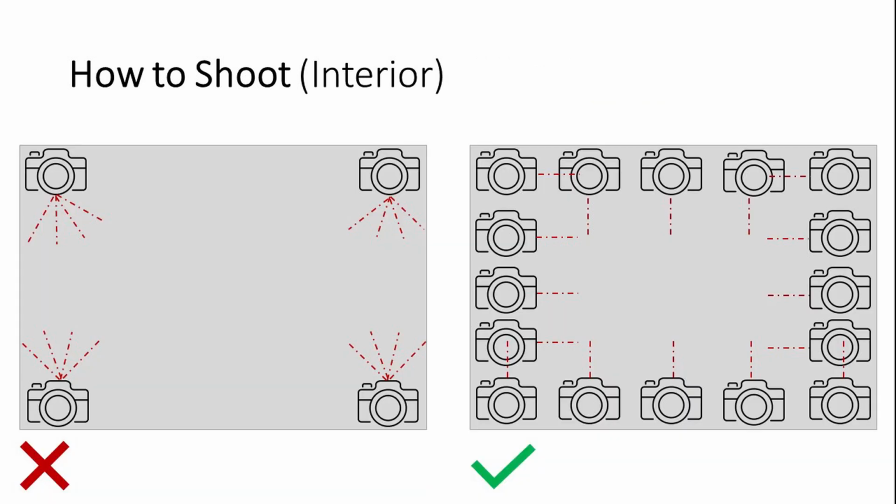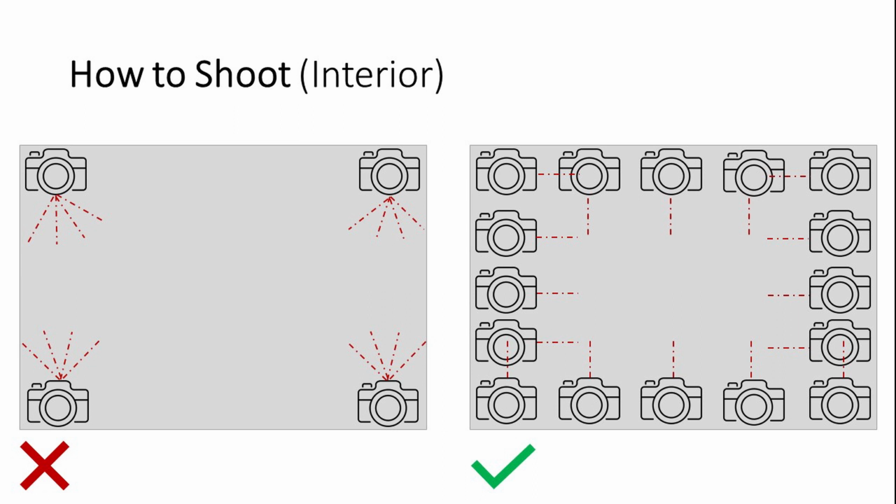In this example, let's assume that you want to capture an interior space. The principle is the same as before. You need to move to different parts of the space rather than take multiple photos from the same position. In the example on the left side, photographs are only taken from the four corners, whereas in the example on the right, photographs are taken from multiple positions along the four sides of the space.